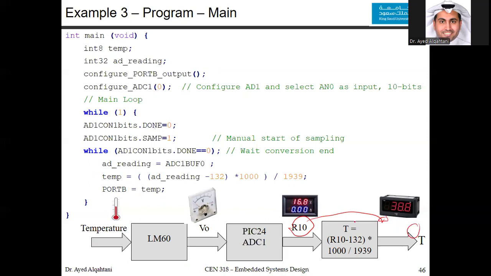So if you don't care about this and you just care about the value in the buffer, then you're done. You don't have to present the temperature. Since the requirement was to generate the temperature value in the LEDs, then you need to do this step.